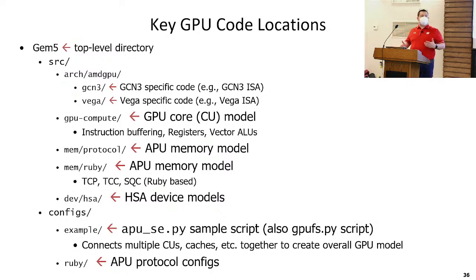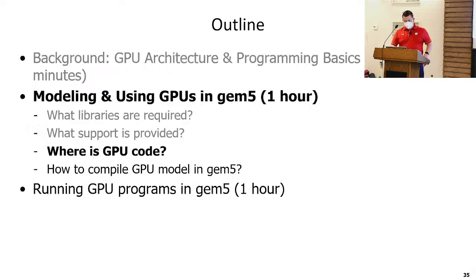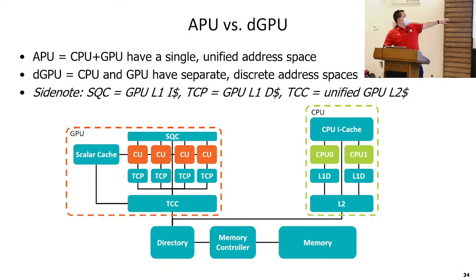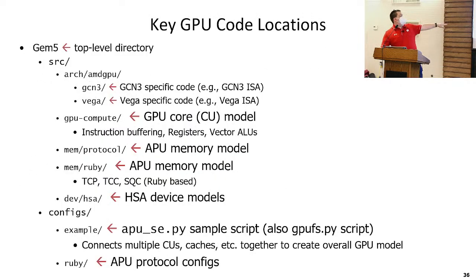That is the base script for running the GPU, the APU, in SE mode. There's also a GPU fs.py, which is the base script for full system mode. And that's how we're going to connect the system together, similar to that previous slide where we showed this picture of 4 GPU compute units with L1 cache and L2 cache and so on connected to a CPU. APU se.py is the one that's doing all of that work for you.